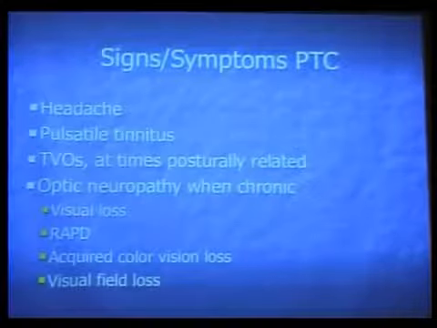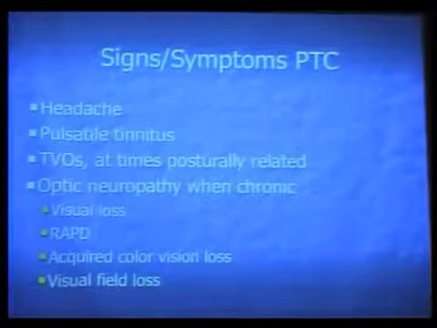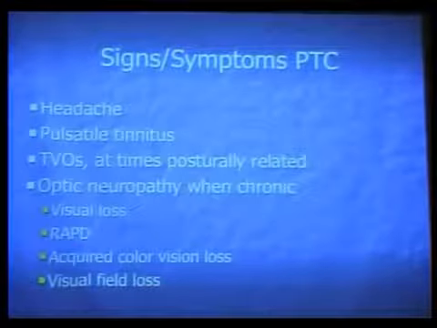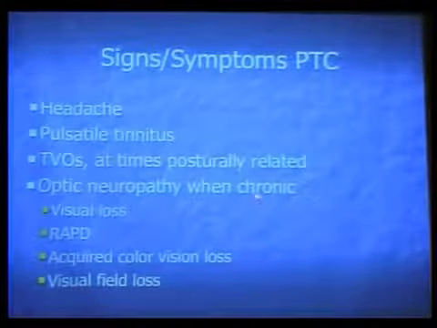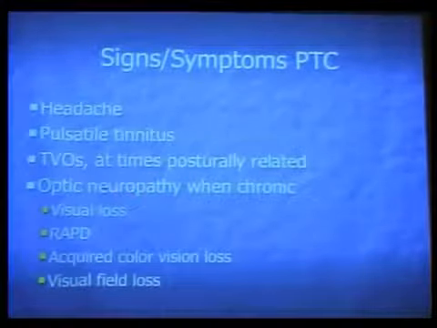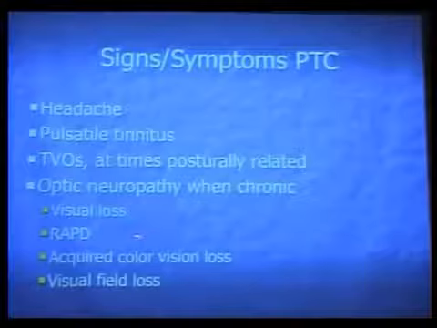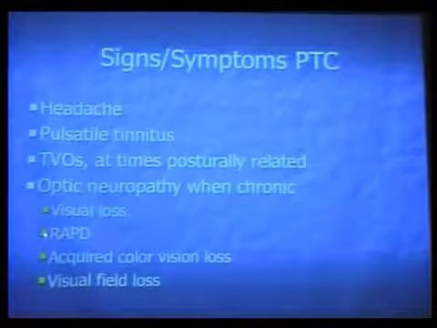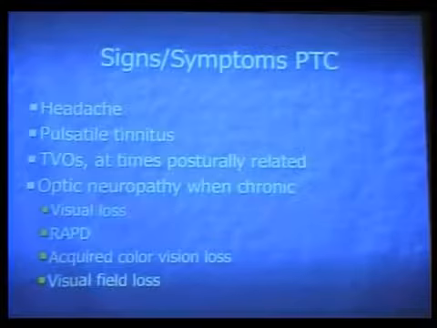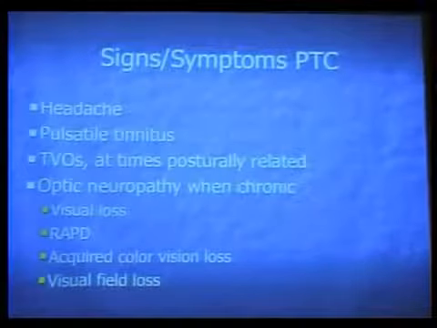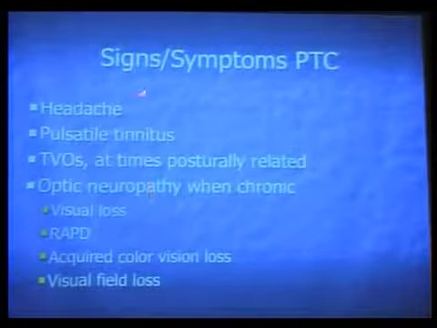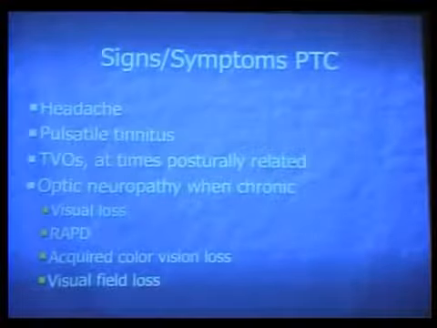Now, you do not get visual loss with papilledema unless the papilledema is chronic, and you now have a chronic optic neuropathy, and this looks different than acute papilledema. And then you have all of the signs of an optic neuropathy with color vision loss, visual loss, afferent defect, and typical visual field defects. The only type of visual field defect you see with acute papilledema is some enlargement of the blind spot.